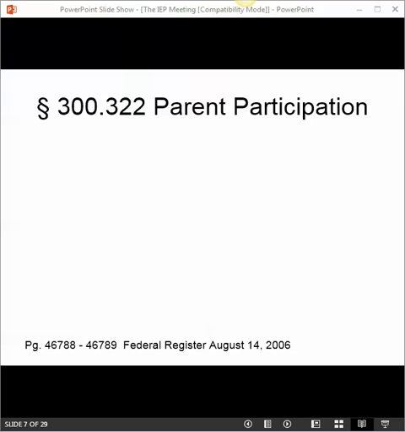You have to have interpreters. The public agency must take whatever action is necessary to ensure that the parent understands the proceedings of the IEP team meeting, including arranging for an interpreter for parents with deafness or whose native language is other than English. And the public agency must give the parent a copy of the child's IEP at no cost to the parent. And that's whether the parent is at the meeting or not at the meeting.